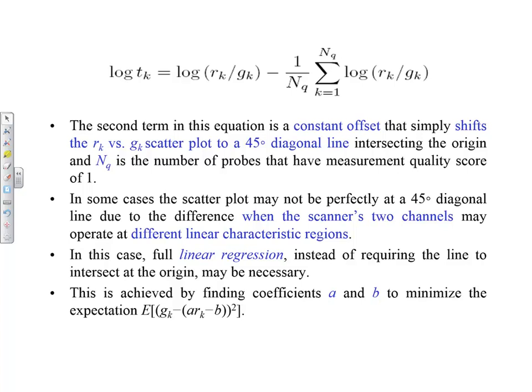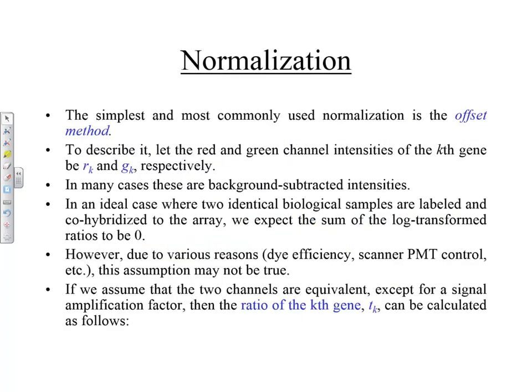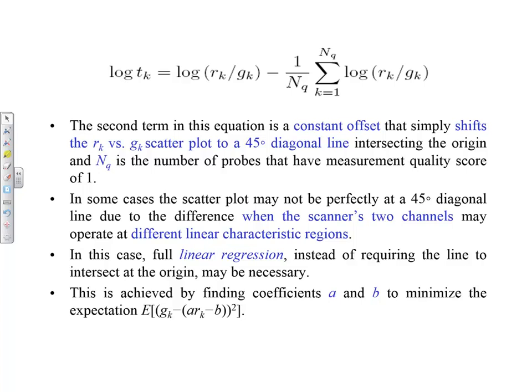So the second term in this equation is a constant offset that simply shifts the RK versus GK scatter plot to a 45-degree diagonal line intersecting the origin.